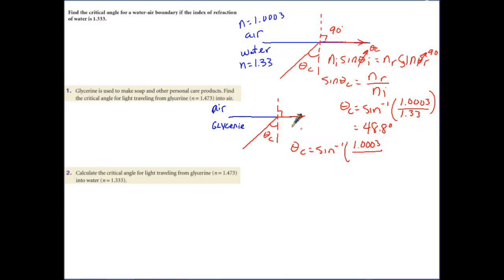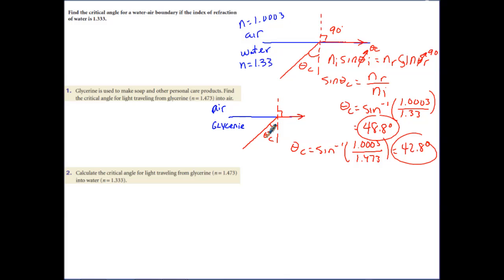Well, Nr is still 1.0003. Ni in this case is a greater index, 1.473. And we get for that angle about 42.8 degrees. Let's pause for a moment and take a look at this. The critical angle being smaller, as it is here, means that we can have the beam of light strike the interface at a steeper or more perpendicular angle. It's going to be refracted to a greater degree because of the bigger change from glycerin to air than we have from water to air.